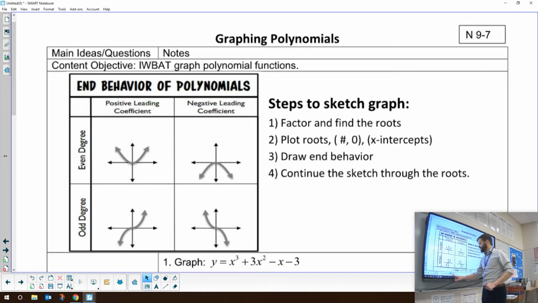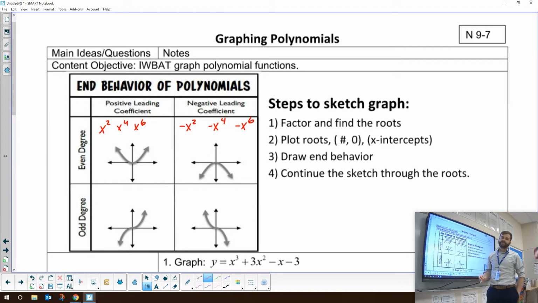So for instance, if we have an even degree and a positive leading coefficient, so that would be like x squared, x to the fourth, x to the sixth, so on and so forth. That would be both opening together and both opening up. If those were instead negative, like negative x squared, or negative x to the fourth, or negative x to the sixth, it would still be opening in the same direction, but it would be opening downwards.